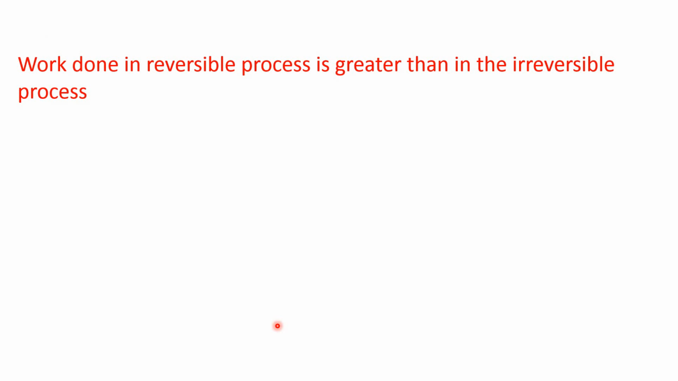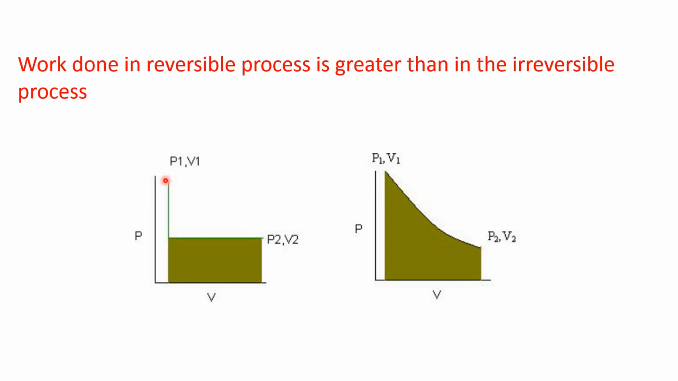One more point is there. Work done in reversible process is greater than in irreversible process. Let's see. So this is the gas pressure volume curve. Now look here, this is irreversible process. Suddenly the pressure is decreased from here to here, so volume is increased. So this is a single step process, and the work done is equal to the area under this curve.